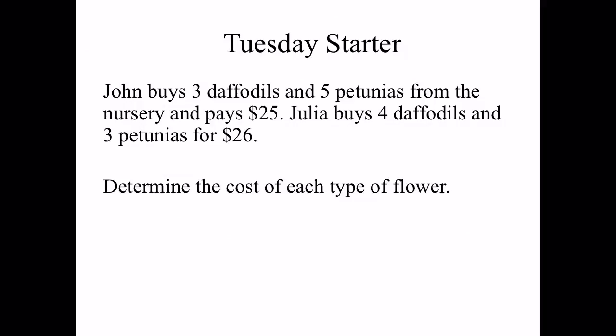Okay, so we'll start off by highlighting our information as we read through it that identifies the information for our two equations. So we have here John buys 3 daffodils and 5 petunias from the nursery and pays $25. So our first bit of information is in that sentence. Our second piece of information is the next sentence, which is Julia buys 4 daffodils and 3 petunias for $26. So we're being asked to determine the cost of each type of flower, that is our petunias and our daffodils.